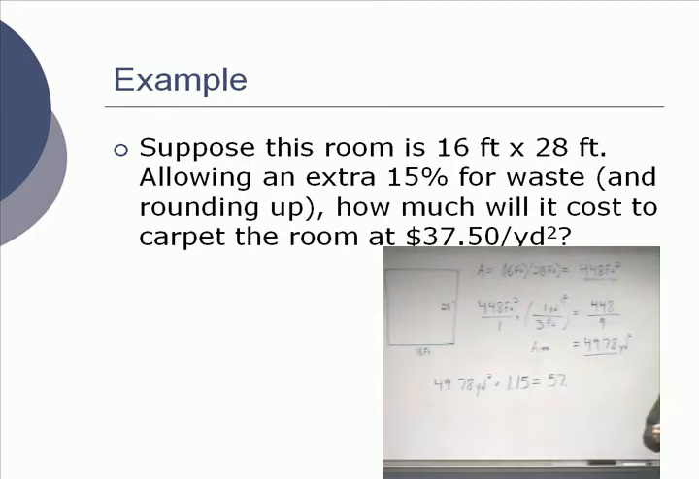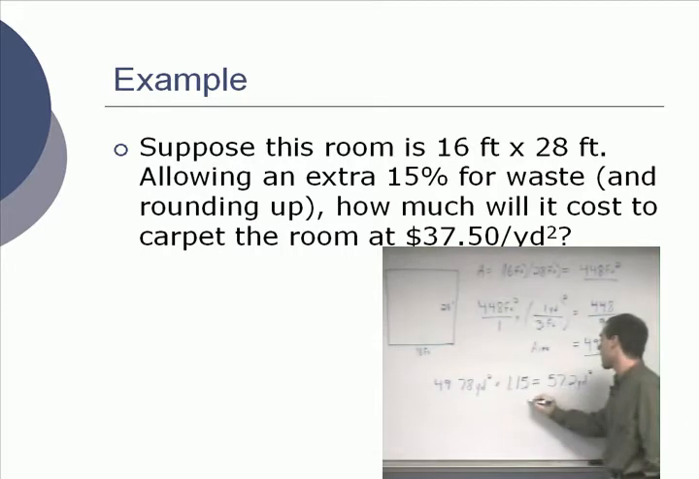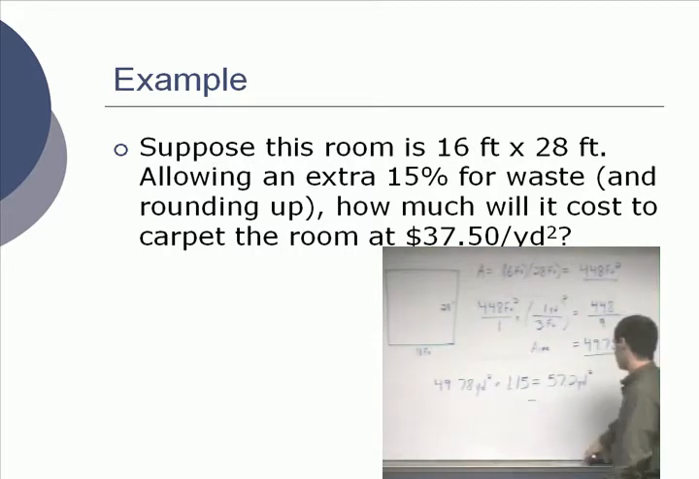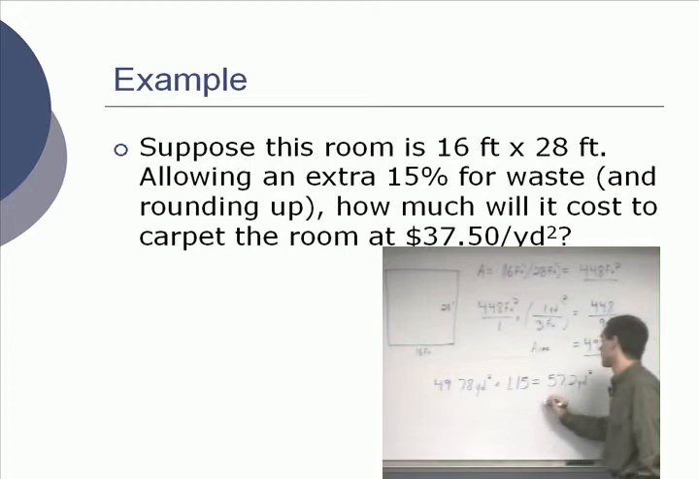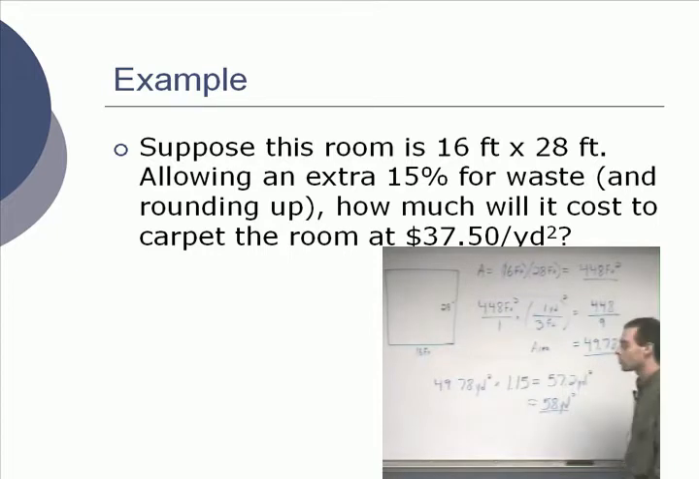For some reason I didn't write it down, I wrote 57.247. We'll call it 57.2 square yards, but ultimately it doesn't matter because we're going to assume that we have to round up. We can't buy a partial square yard, and so we actually are going to be buying 58 square yards. That's how much we're going to have to pay for.